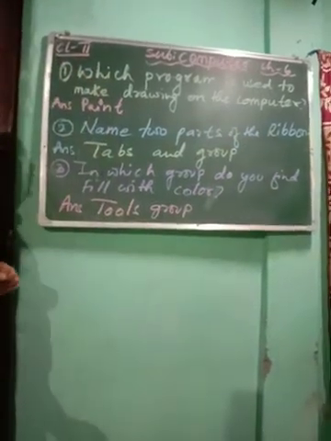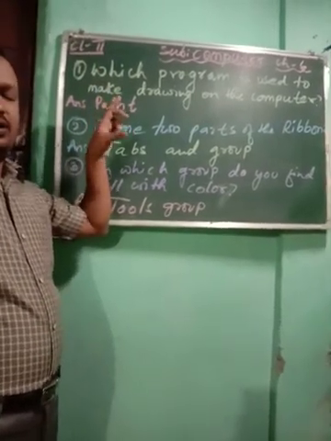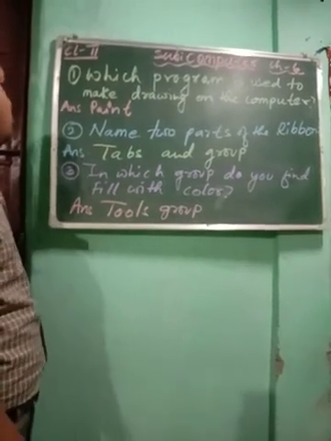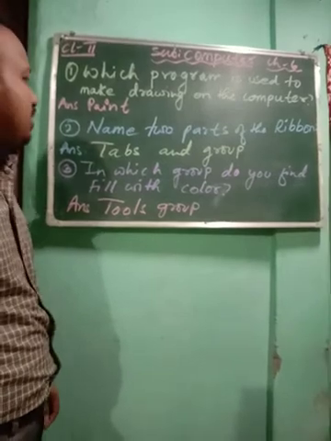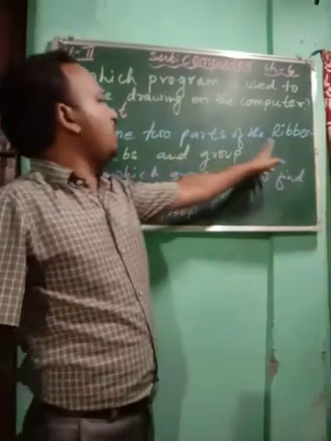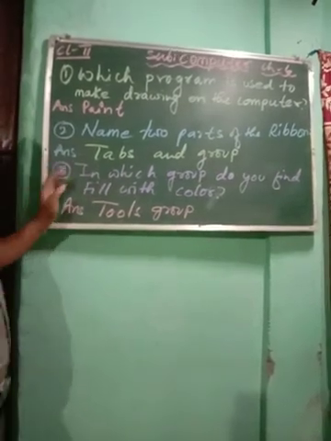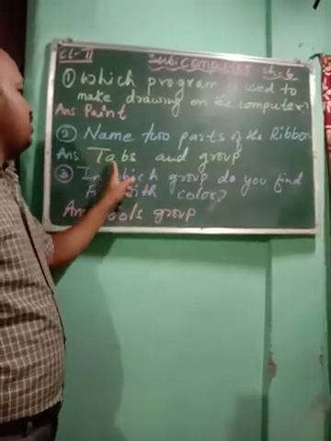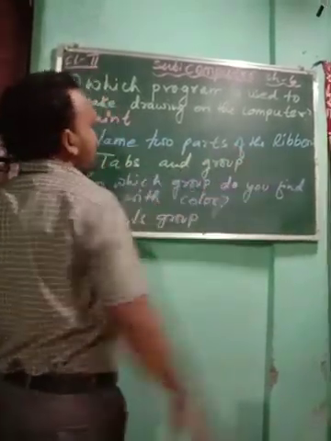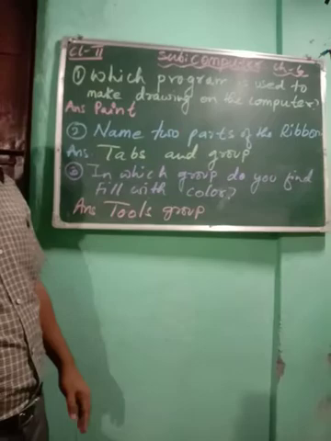Now number 2: name 2 parts of the ribbon. I said that when you open the page of Paint, at the top, it is known as the ribbon. While I was teaching, I drew it and showed you also. Many of you have watched the video; many of you are not watching, so it is better to watch it. So the answer is tabs, T-A-B-S, and groups. Tabs and groups are the two parts of the ribbon. Here the direct answer has been written; no need to frame your sentences, it becomes very long.